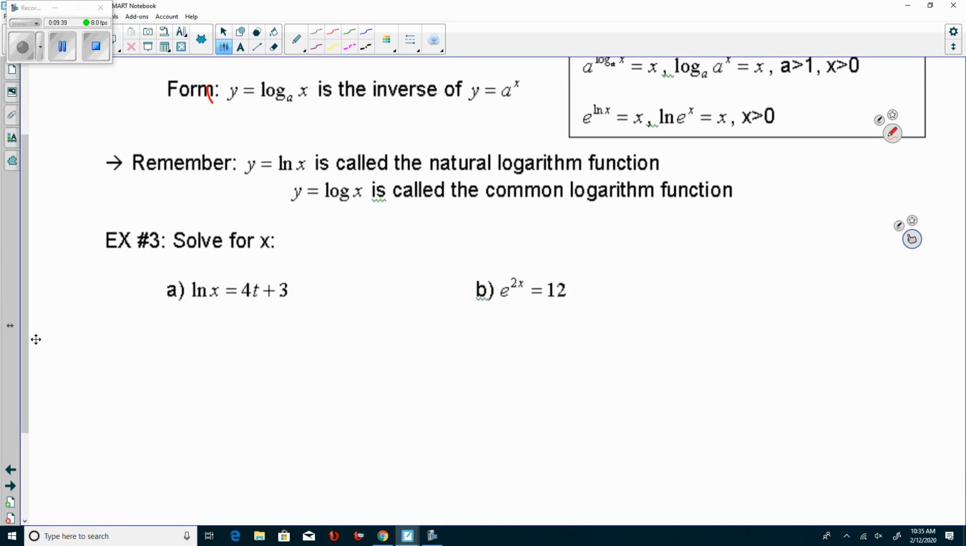Yes, ln of x is the natural log. And the common log is a log base 10. We talked a little bit about this yesterday, I think.